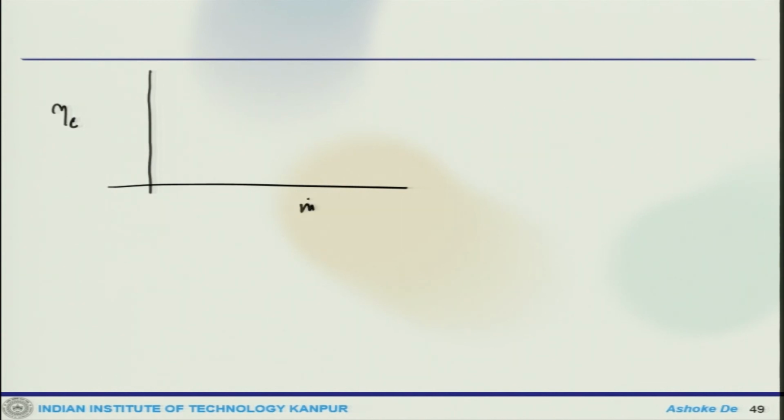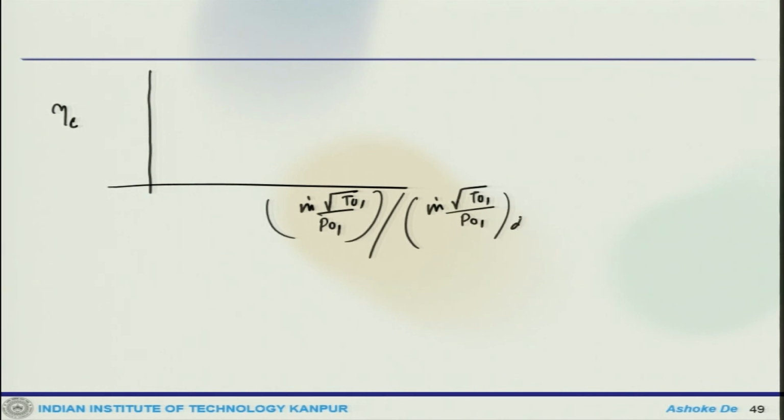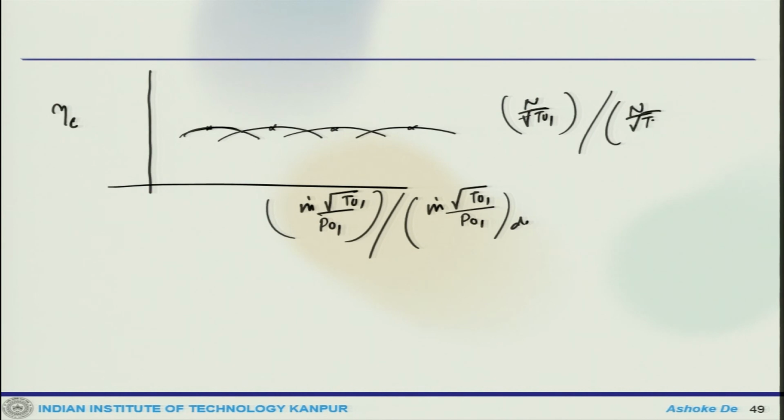Similarly, one can find the curve for eta c versus m dot root T naught 1 by P naught 1 with the m dot root T naught 1 by P naught 1 design. So, you get typical curves like this. So, these are again maximum points which are varying with n by root T naught 1 divided by n by root T naught 1 design. So, eta c percentage varies in the same manner as PRC.